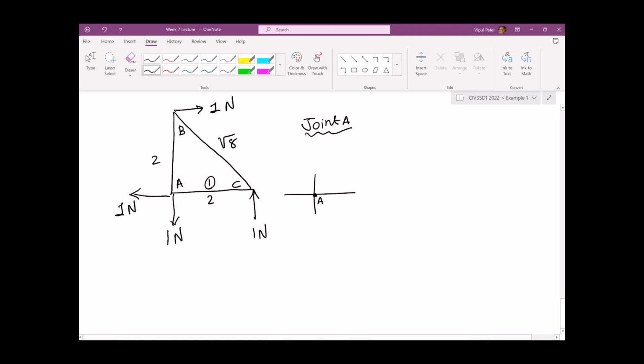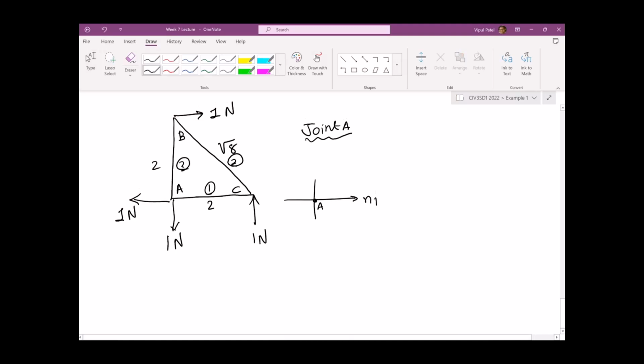Joint A, let's label the members 1, 2, 3. This is small n1, by the way. 1 newton going this way, 1 newton going this way, and this is small n2. By looking at the figures, summing the forces in the x direction and the y direction, n1 would be 1 newton and n2 would be 1 newton.